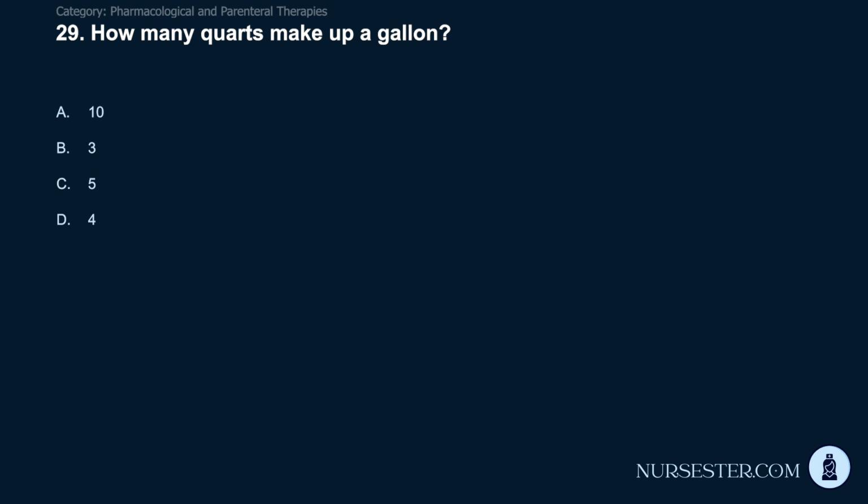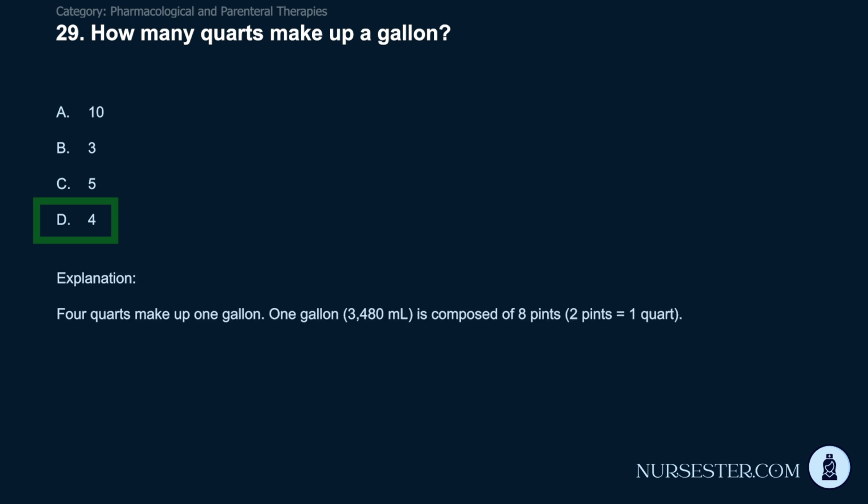29. How many quarts make up a gallon? A. 10. B. 3. C. 5. D. 4. Correct answer, D. 4. 4 quarts make up 1 gallon. 1 gallon, 3,480 milliliters, is composed of 8 pints. 2 pints equals 1 quart.